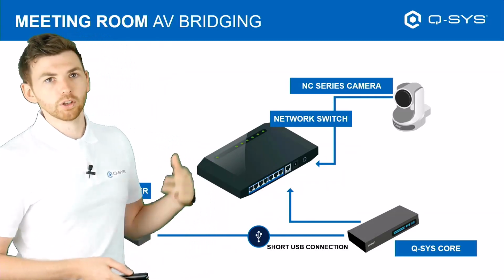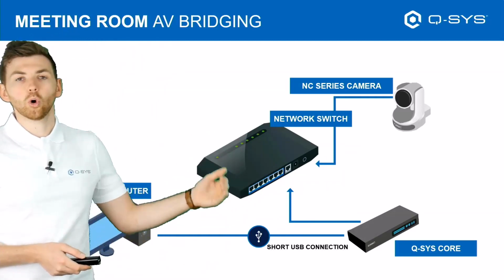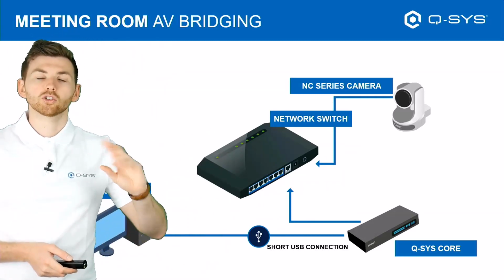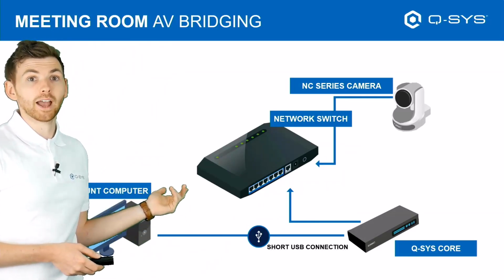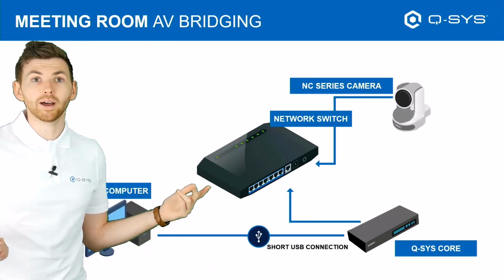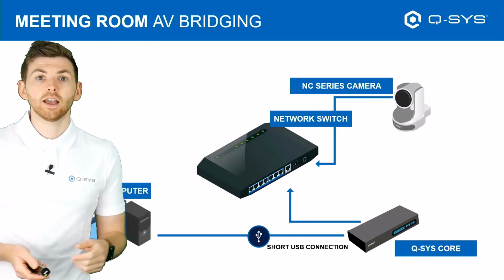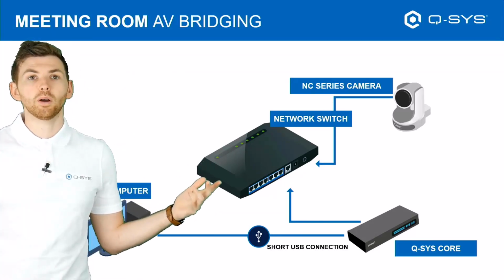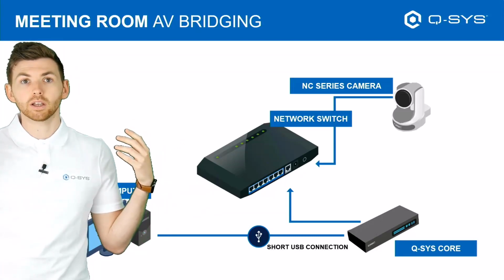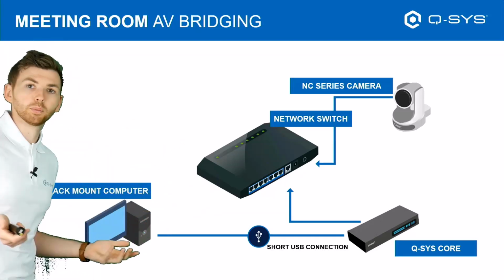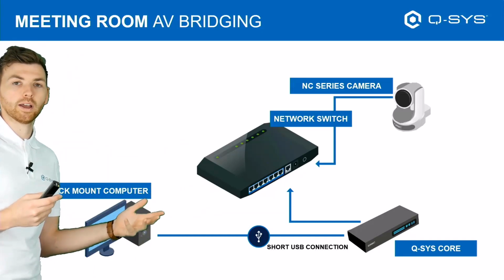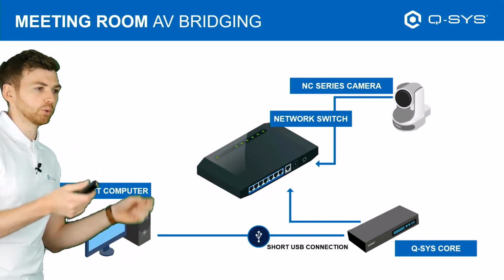That camera is going to be putting video onto the network. The Core is going to pull it off the network, transcode it into USB webcam format, essentially. Do all of this with negligible latency, and the PC just sees a USB webcam with some very nice video coming in. So that's great. That's really nice and simple. You can see there's no widgetry in the way. We've just got network and we've got a simple USB connection.